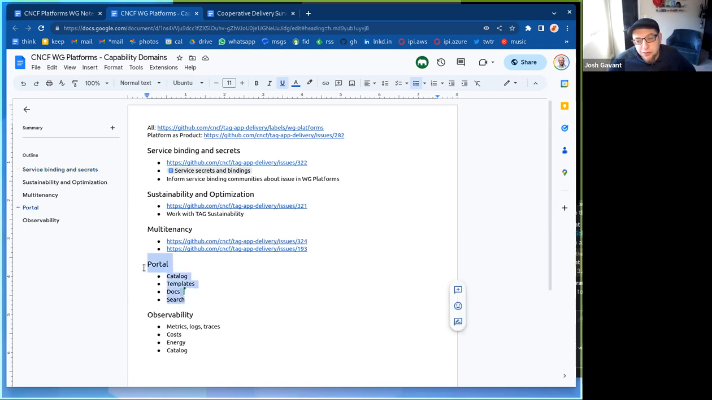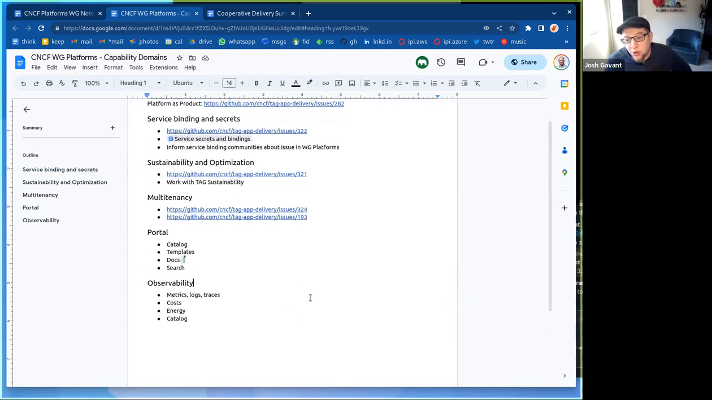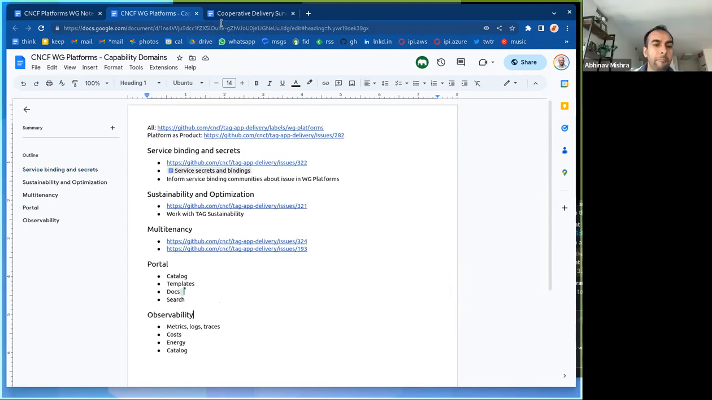Portal is a huge one for me. I haven't opened that, but I would love to talk about that somehow. Like, in our survey, what is it people want from Backstage and things like that? Is it these things? Is it one of these things? And then observability is another one on my radar also.